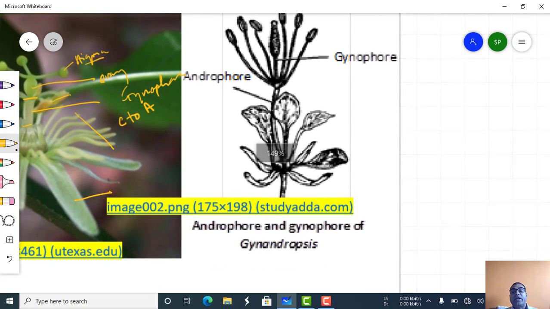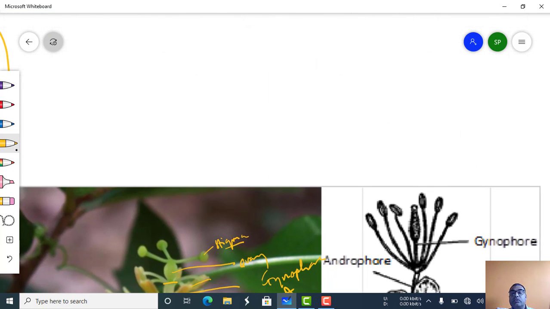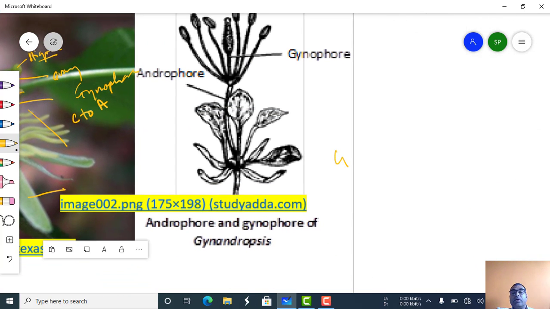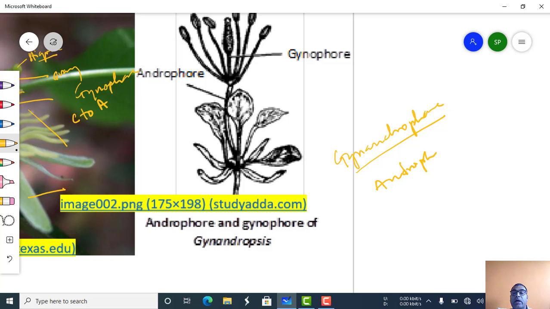And this one condition is called a gynandrophore. Which one? This one, gynandrophore or androgynophore. If the presence of androphore and gynophore occurs together, then this is called an androgynophore or gynandrophore.